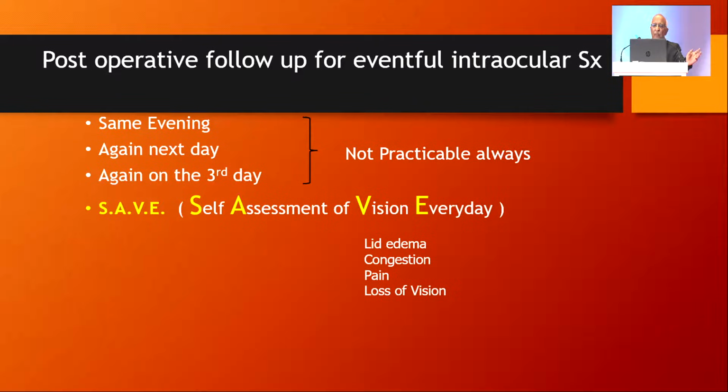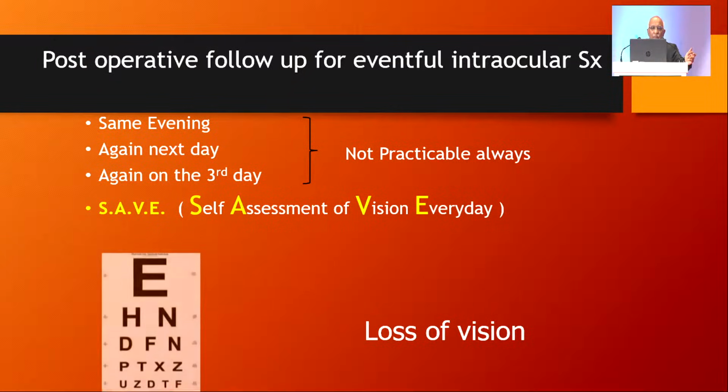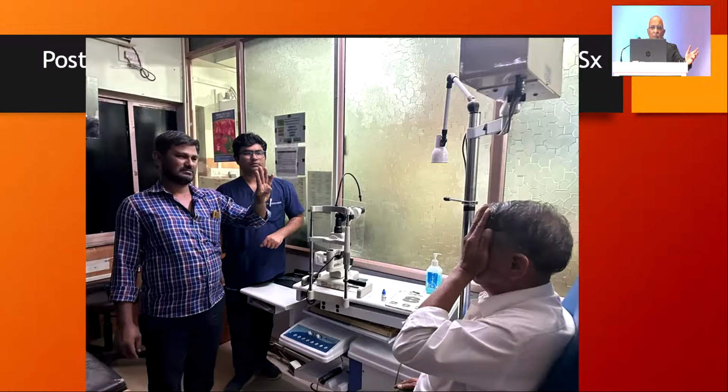So lid edema, congestion, pain, and loss of vision are the four symptoms and signs that we explain to the patient that might occur, and loss of vision is something we have to emphasize; it has to be reported to the counselor or to the surgeon immediately if such an event happens. The best way to diagnose endophthalmitis early is to practice SAVE. So this is what I was talking about: the resident is teaching the patient's attendant about finger counting. Just finger counting is enough, no need to read the Snellen's chart in detail.